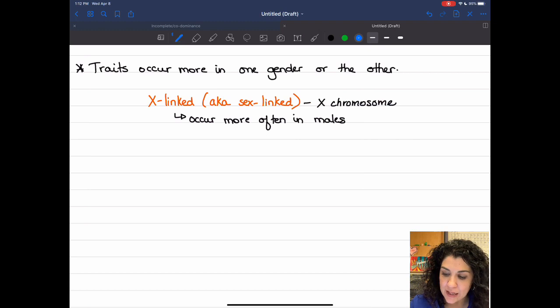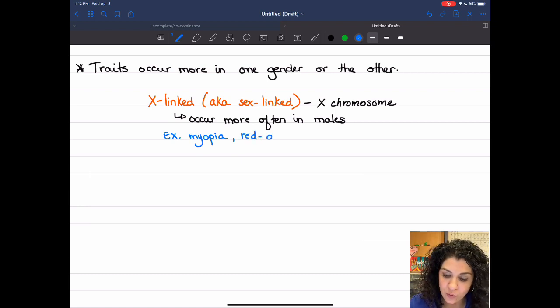What are some examples of X-linked conditions? We have a few. Examples include myopia, so being nearsighted. If you need glasses to see far away, you can see fine near, but you can't see well far. That's called myopia. That's an X-linked condition. It's found on the X chromosome.